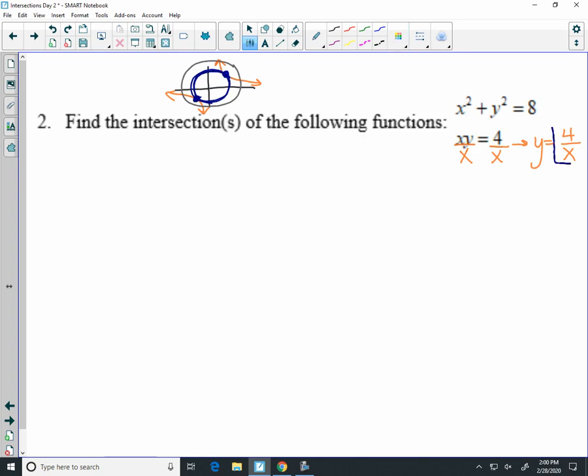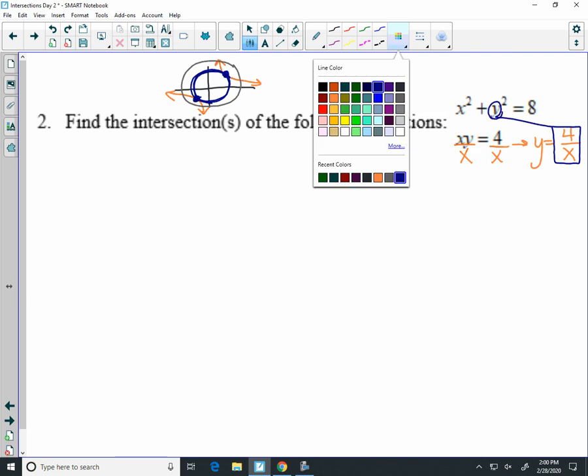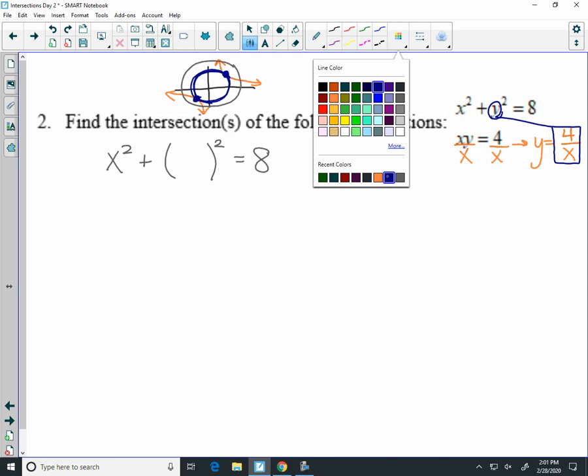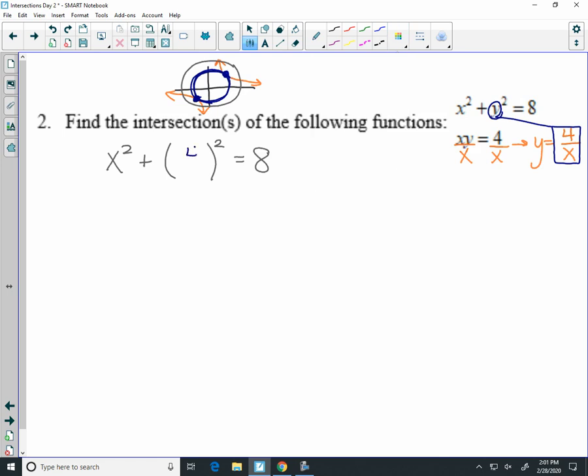So I'm going to take this 4 over x and I'm going to put it in for y. Now this time, earlier this week when we were plugging in for y, we plugged in for y squared. Here we're plugging in just for y. All right, see if you can get a step ahead. I'm going to put in that 4 over x. Make sure you square that x in the bottom there.